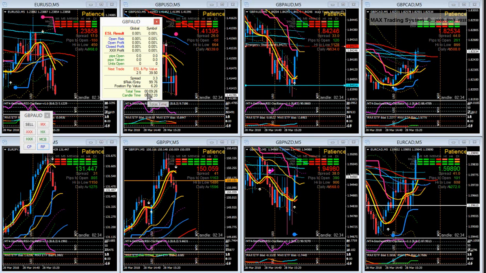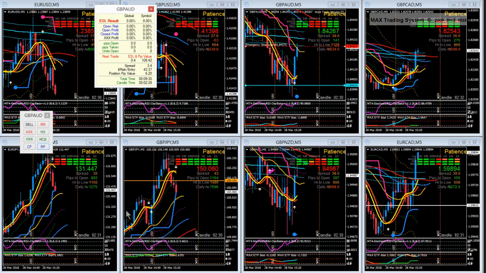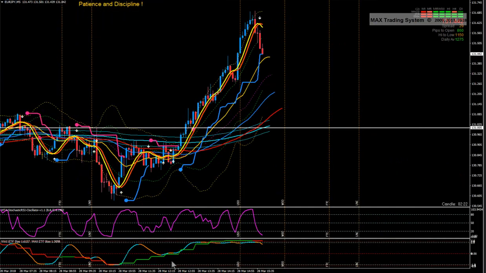So let's have another quick look. On the pound, on the euro yen, we may have a trend reversal. Let me show you that. We may have a trend reversal. The slow bias is turning from green to red, but we need to wait for a valid entry setup.